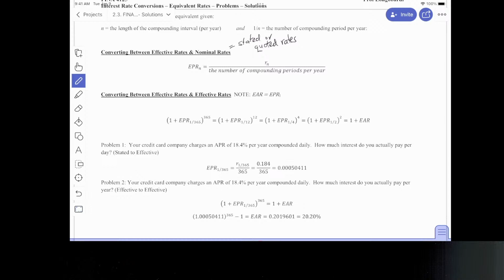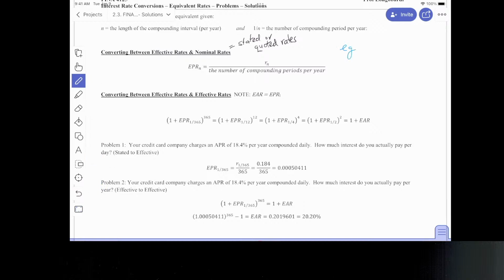So if you're given a rate from a bank, you should take that rate for a mortgage, and divide by the number of compounding periods in a year. If it's a mortgage, you pay 12 months in a year, so that's divided by 12. And what you would be getting is the effective monthly rate. So that's how you use this expression.